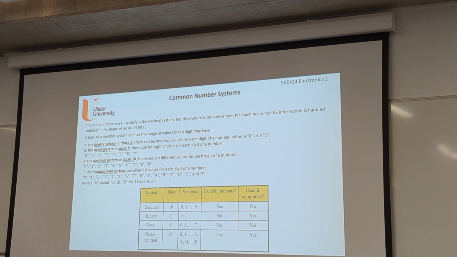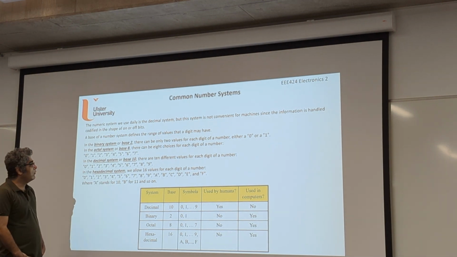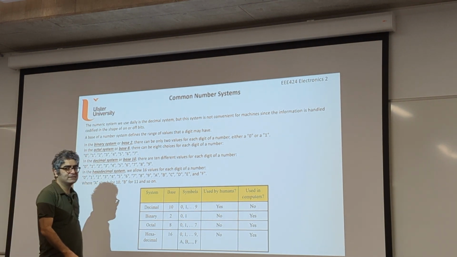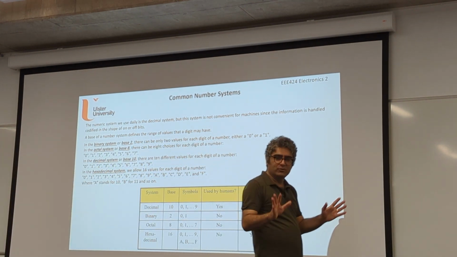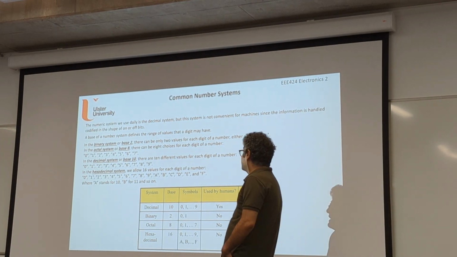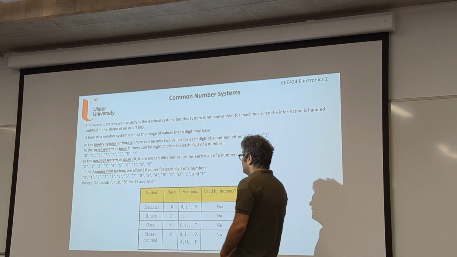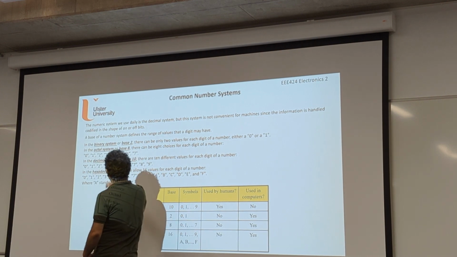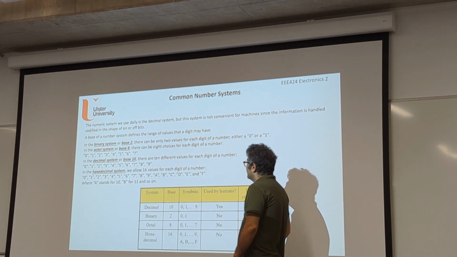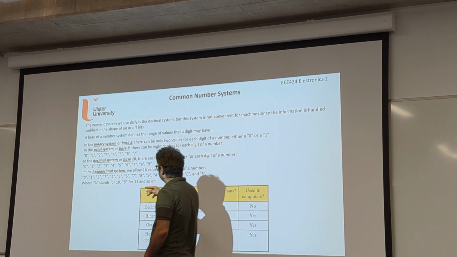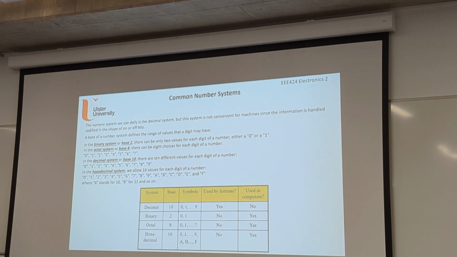The binary system is based on 2. There can only be 2 values for each digit of a number, either 0 or 1. So in the binary system, we have only 2 digits, 0 and 1. We don't have any more digits. Then for the octal system, or base 8, there can be 8 choices for each digit of a number, 0 to 7. It's base 8, from 0 to 7. And in the decimal system, or our mind system, we have base 10. We have 10 digits, from 0 to 9. All of the numbers we have in our daily life are based on these 10 digits.